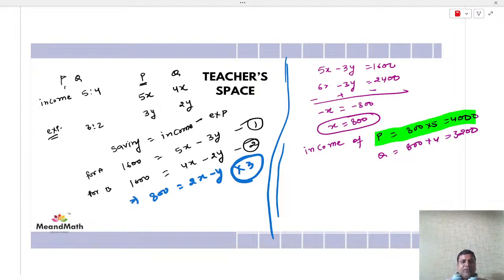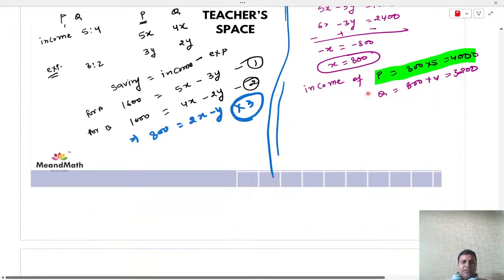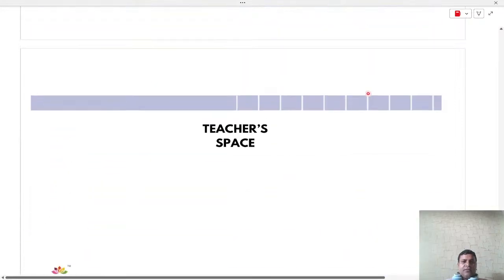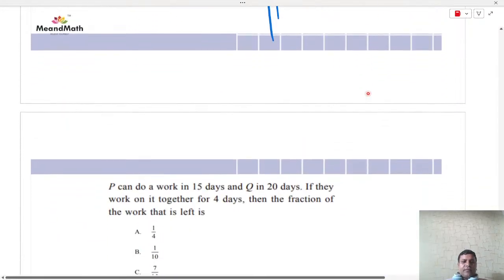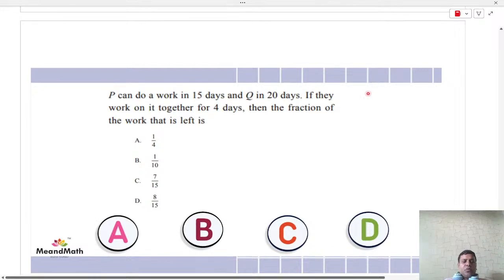Okay, so now the last question of the session. The question is again on work and days. P can do a work in 15 days, Q in 20 days.